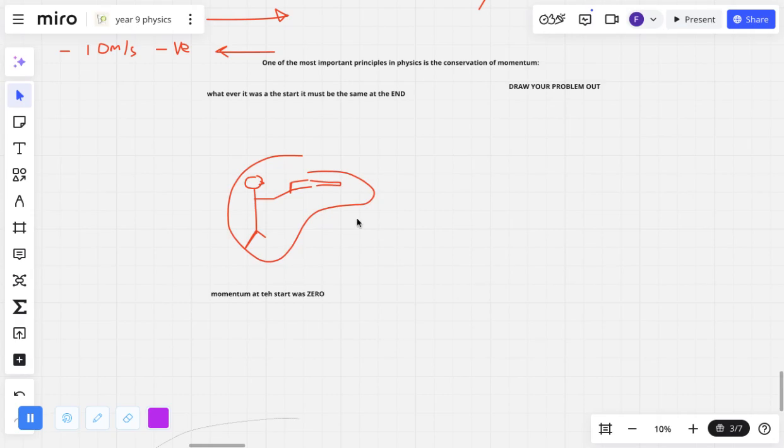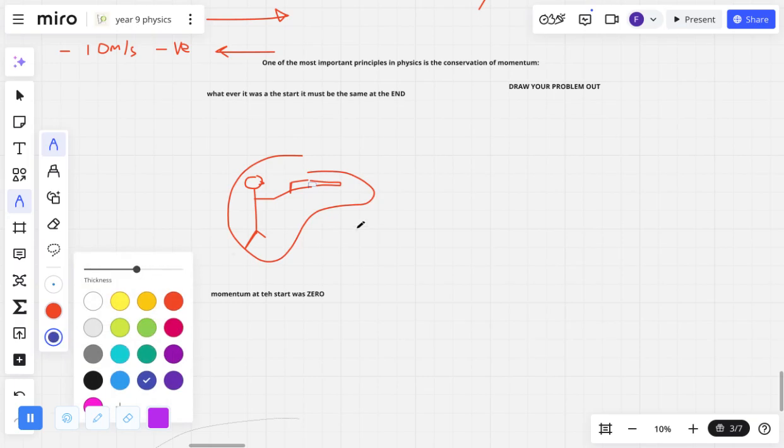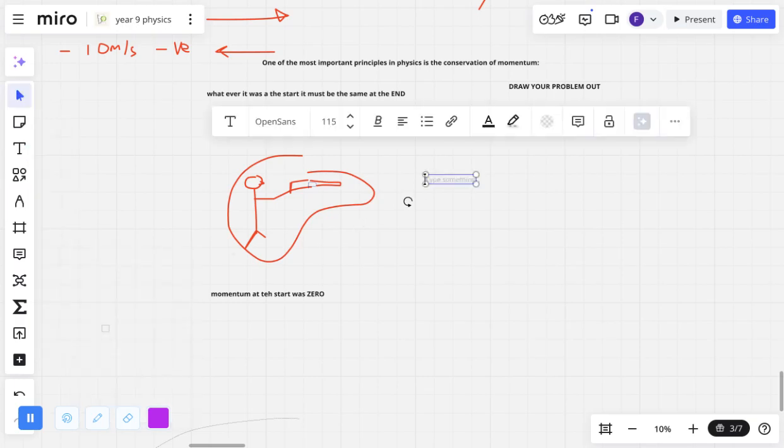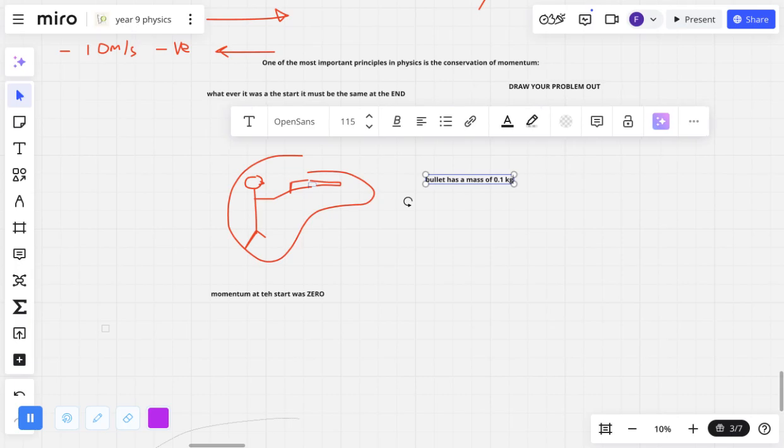So I'm going to make some numbers up. So at the start, the bullet is in this chamber here. The bullet is here. And we're going to pretend the bullet has a mass. So let's write these things down. The bullet has a mass of 0.1 kilograms. The gun has a mass of 10 kilograms.